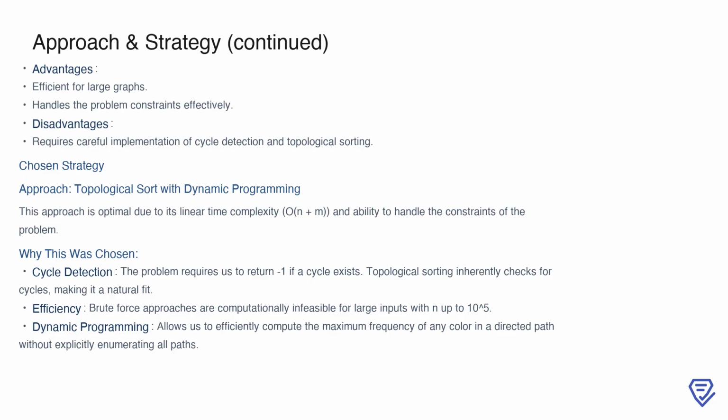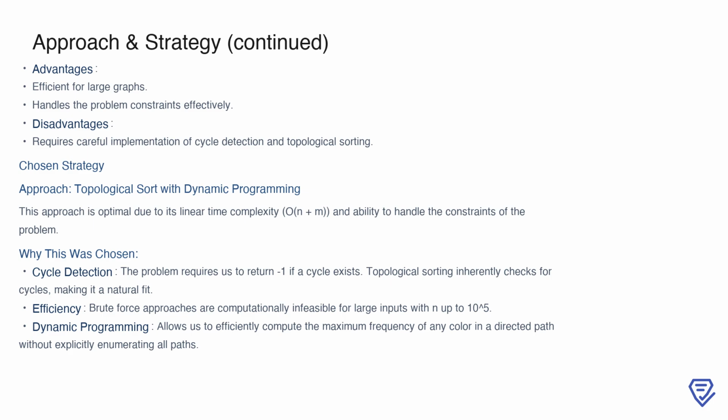This method is optimal because its linear time complexity handles the problem's constraints while ensuring correctness. It is well suited for this problem for several reasons. First, cycle detection is a core requirement of the problem, as we need to return -1 if a cycle exists. Topological sorting naturally incorporates cycle detection, making it an ideal choice.